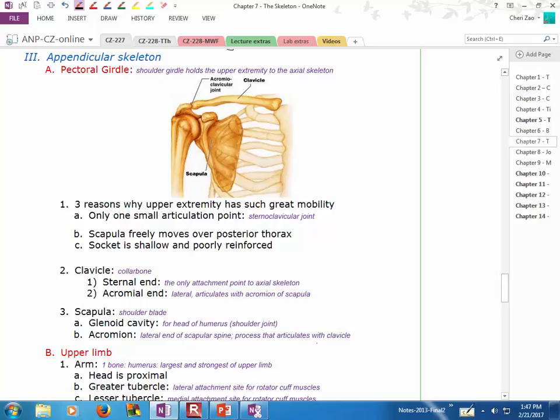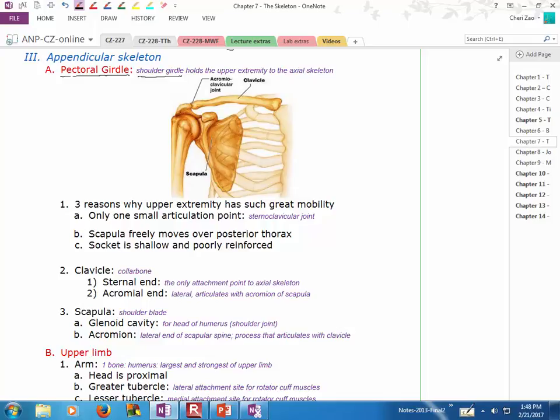We're now into our appendicular skeleton, the things that we attach to the axis. And we have an upper extremity and a lower extremity. The upper extremity is attached to the axis via the pectoral girdle, also known as the shoulder girdle. The lower extremity is attached to the axis via the pelvic girdle. So the girdles are the ways that we attach the extremity, or your limb, to the axial skeleton.